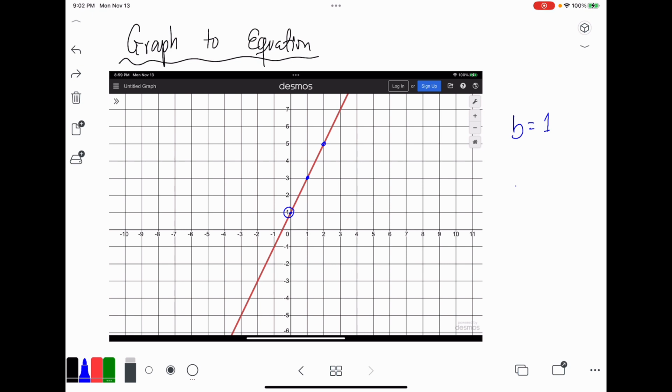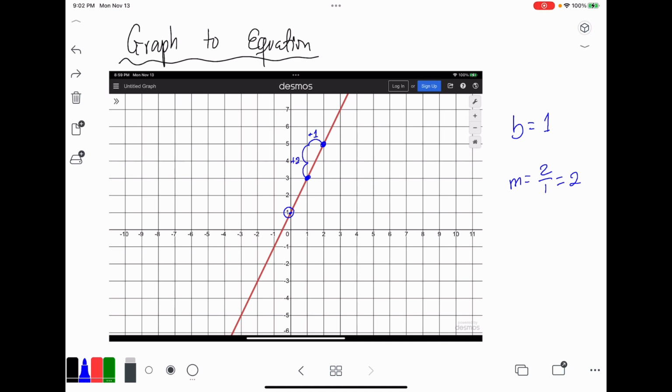So all you have to do here is, remember, slope is rise over run. So to get from this point to this point, we're going to rise 2 units. So we're going to go up 2, and we're going to run 1 unit. So we can say that the slope is rise 2, run 1, which simplifies to just 2.